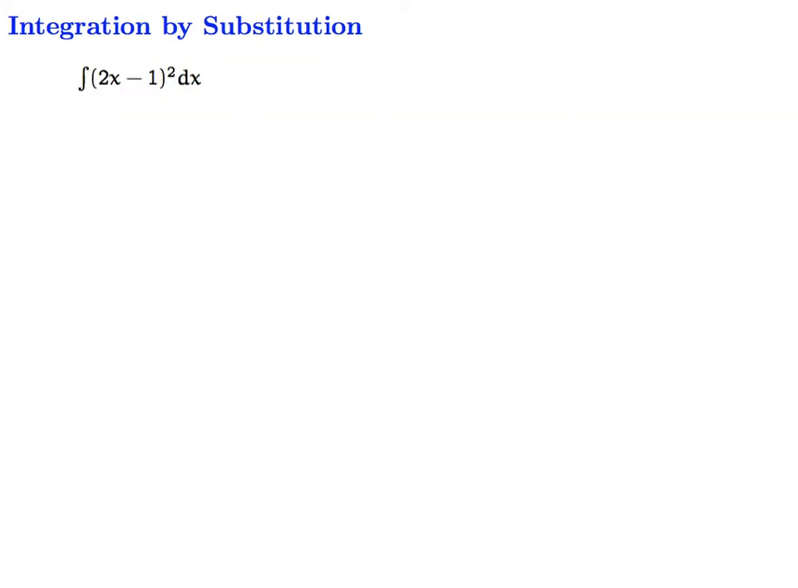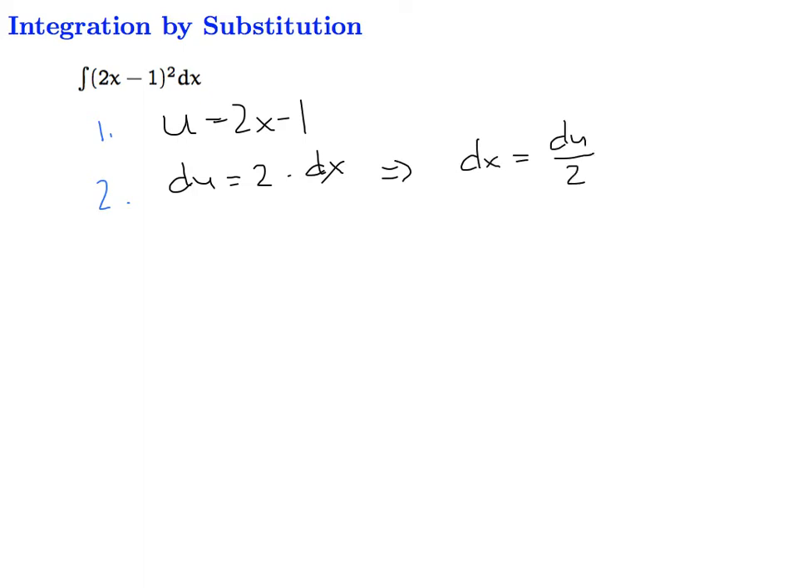So here I want to take the integral of (2x minus 1) squared dx. Again, we could just multiply this all out, but we're going to practice using the chain rule. So step 1 says I need to pick something that's kind of the inside of a composite function. So in this case, what I'm going to choose is u is equal to 2x minus 1. Step 2 in the process, we want to take the derivatives. So in this case, I get du is equal to 2 times dx. And if I solve this for dx, I end up with dx is equal to du over 2.